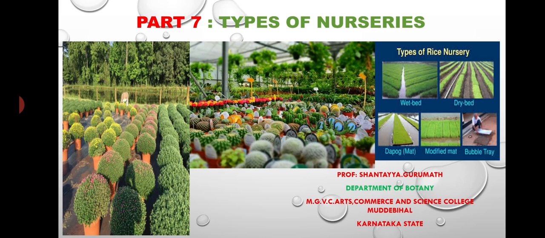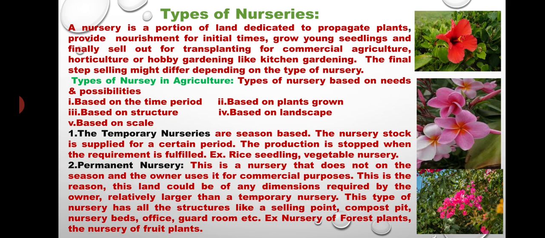Today's class we discuss part 7, types of nurseries. A nursery is a portion of land dedicated to propagate plants, provide nourishment for initial times, grow young seedlings and finally sell them for transplanting for commercial agriculture, horticulture or hobby gardening like kitchen gardening. The final step, selling, might differ depending on the type of nursery.